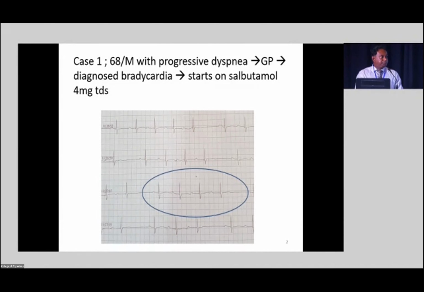Let's have a look. In any patient coming with bradycardia, heart rate less than 60, the first thing to look at is to see whether the P waves and QRS complexes are one-to-one. Are there more P waves or QRS complexes, and what is their association, or is there any dissociation? Easy. So what is the diagnosis here?